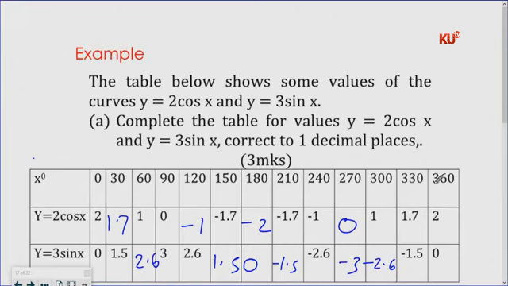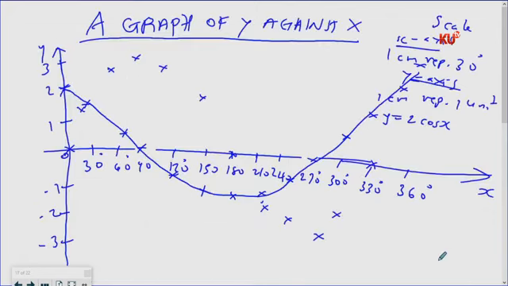When x is 360, 360 is 0. I hope this one is negative 1.5. So negative 1.5. Then join and see what you will get. Just join and see what you will get.